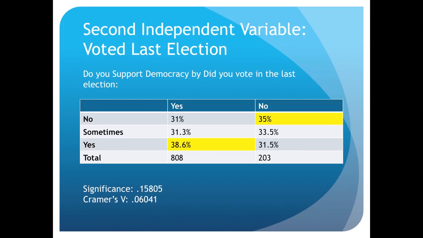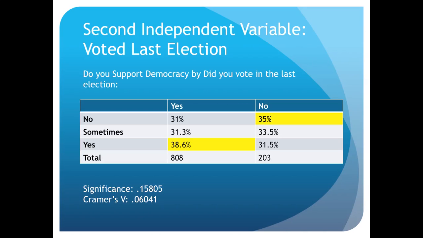In the second crosstab, we can see that those who voted in the last election, 38.6%, support democracy more than those who voted and do not support it. Accordingly, there are more respondents that did not vote in the last election and therefore don't support democracy than there are respondents who did not vote and do support democracy. Therefore, this confirms our hypothesis.